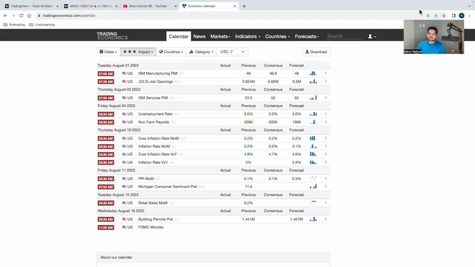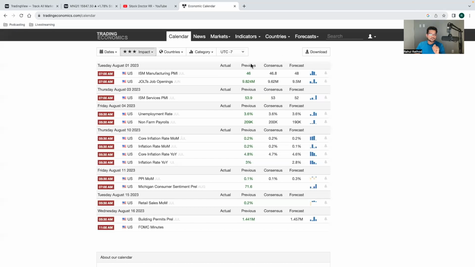Okay, so let's go ahead and see the economic calendar first. On the economic calendar, I can see there is one important data release coming this Friday, and that data is the unemployment rate and non-farm payroll, coming on Friday, August 4th. But I think the most important data is coming on August 10th, Thursday, and that is the inflation rate. That will decide one more trend in the market.